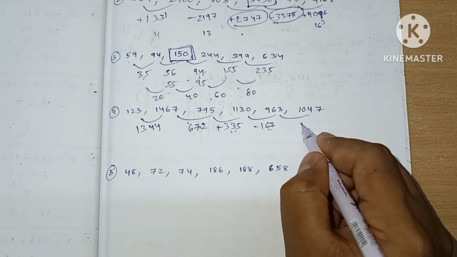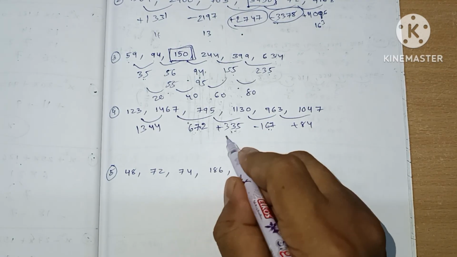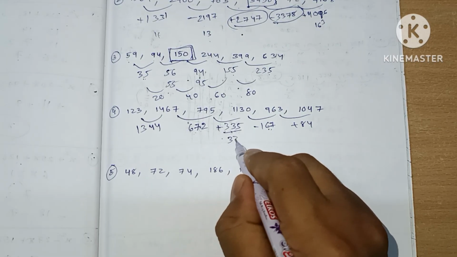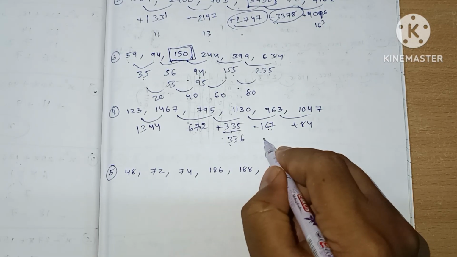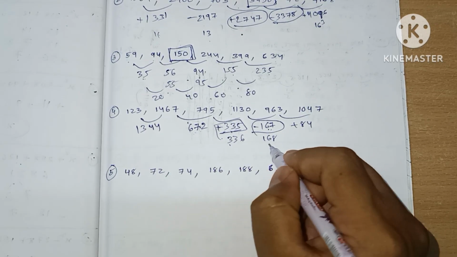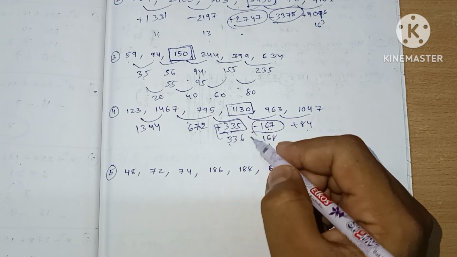Here the difference is plus 84. So if it is half of this one, we get 336. Half of this one will be 168. So these two numbers are wrong. Half of this one will be 84. So these two numbers are wrong, which means this is the wrong number.